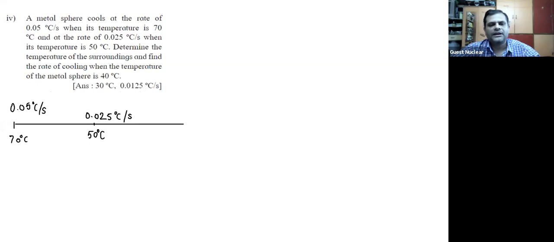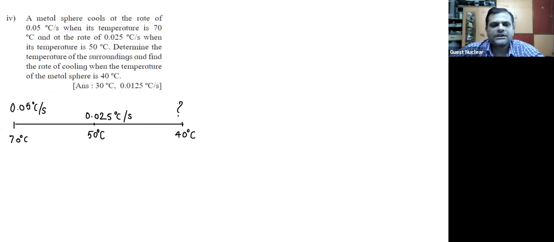Okay. And now we want to find out the temperature of surroundings. And also at the same time, we want to find out the rate of cooling when its temperature becomes 40 degrees Celsius. Okay. So, matlab yahan pe tisra ek case hai, jahan pe uska khud ka temperature 40 degrees Celsius ban jata hai. Aur us samay humko uska rate dhoondh ke nikalna hai. Okay. We want rate of cooling at this temperature here.